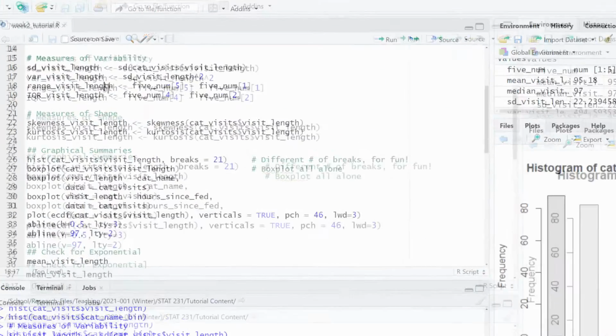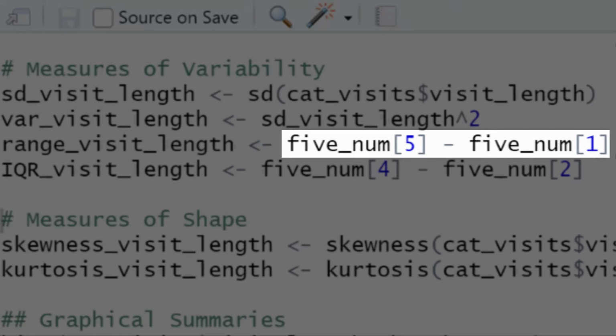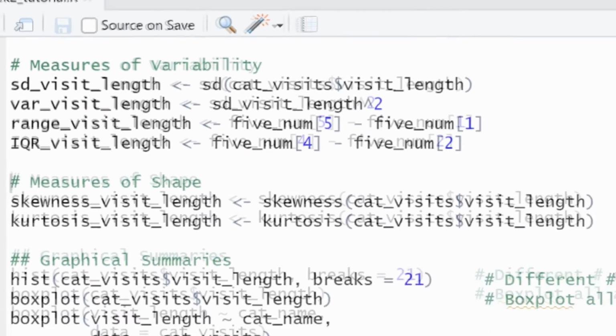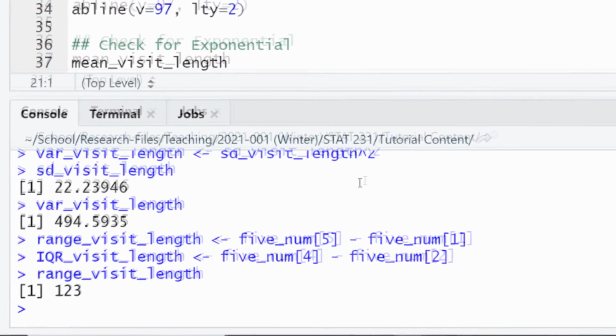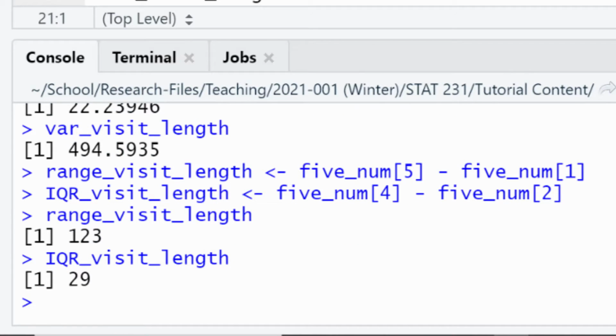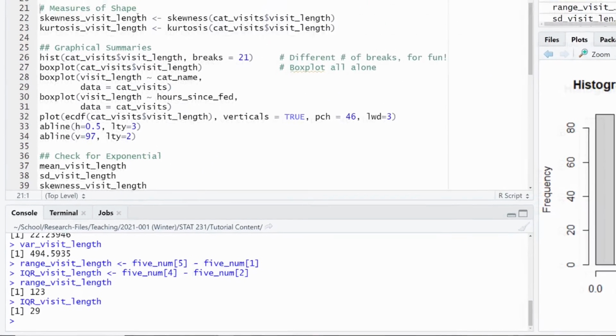The range and IQR can both be obtained using the 5-number summary we previously computed. The range will be the 5th element minus the 1st, and the IQR will be the 4th element minus the 2nd. This gives us a range of 123 and an IQR of 29. That means that the longest time my cat stayed on my desk was 123 seconds longer than the shortest time that they stayed on the desk. The IQR says that the middle 50% of the visits were within a range of 29 seconds. Finally, we can look at measures of shape.